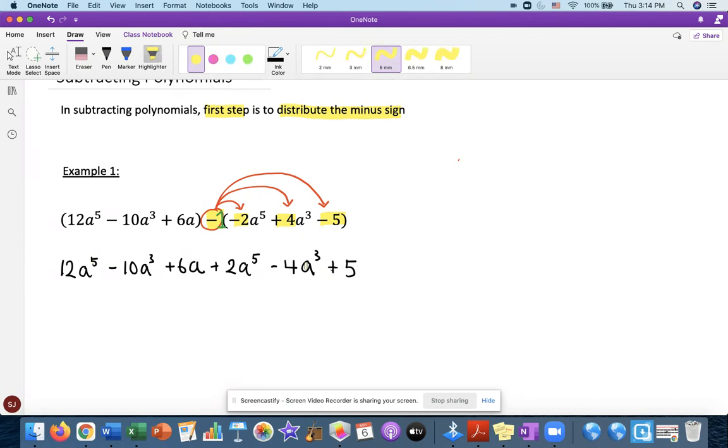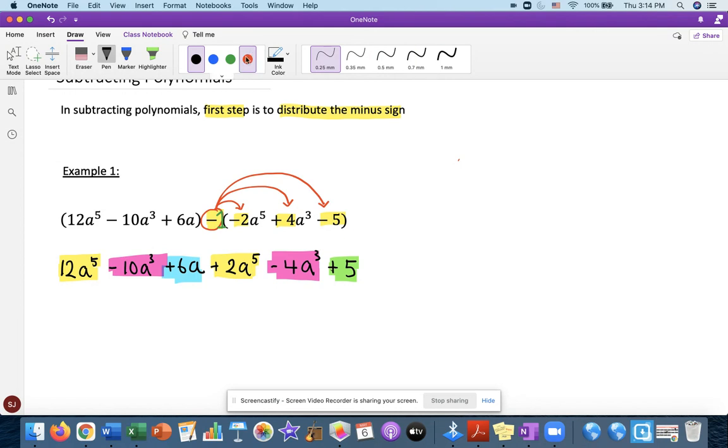Once you get to this point, what you do is the same thing as yesterday, where you identify the like terms. For example, here we have 12a to the fifth power. You just look to see if anything else has a power of 5. This one does, 2a to the fifth. So these are matching terms. Secondly is negative 10a cubed. We have another cube here, negative 4a to the third power. Next, we have plus 6a. I don't see anything else with a, so we leave it by itself. And lastly, we have our constant, which again is by itself.